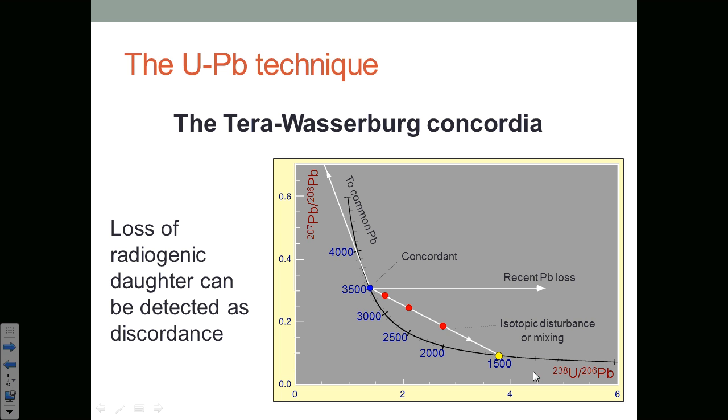The other thing I'll point out on the Tera-Wasserburg is that we could detect recent lead loss, which would pull it in a horizontal direction. In other words, just present-day diffusion of the daughter out.